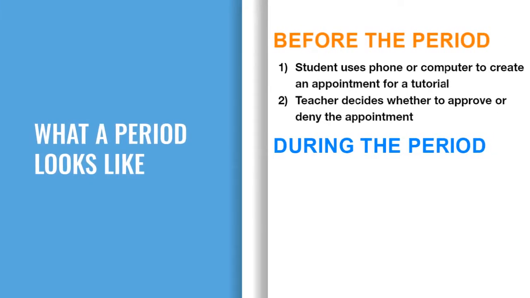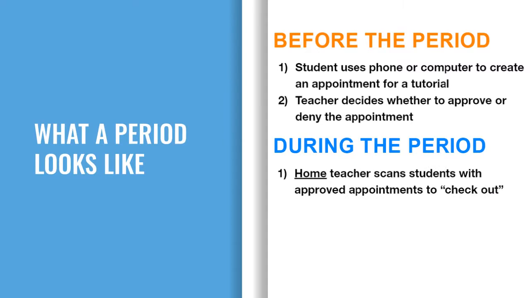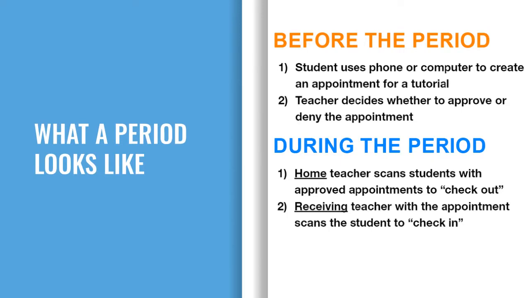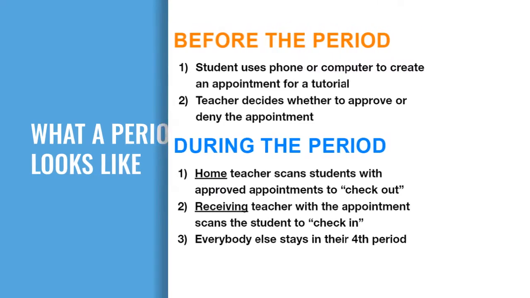During the period, there's a couple things that need to happen. The first thing is that the fourth period teacher, or the home teacher, needs to check out their students by scanning their ID cards or putting in their ID card number. Then the receiving teacher, the one who approved the appointment, needs to check in the student by scanning them or also inputting their ID number. Finally, anybody and everybody who didn't have an appointment stays put in their fourth period class.